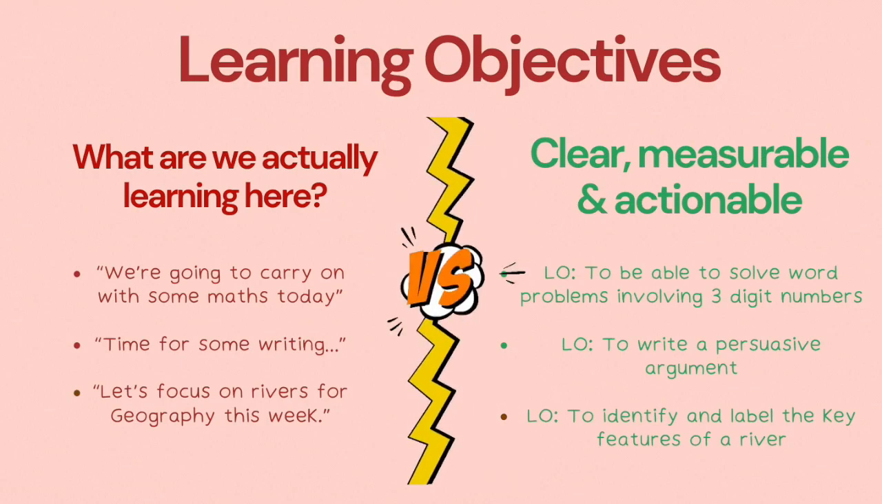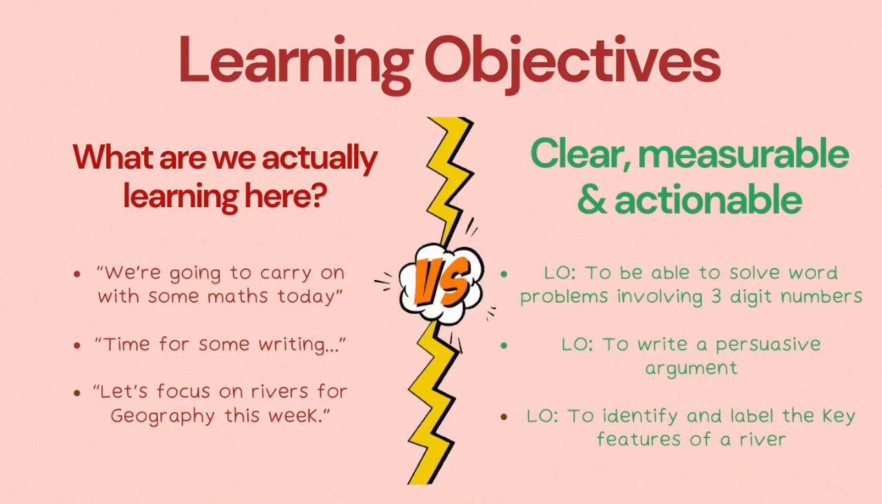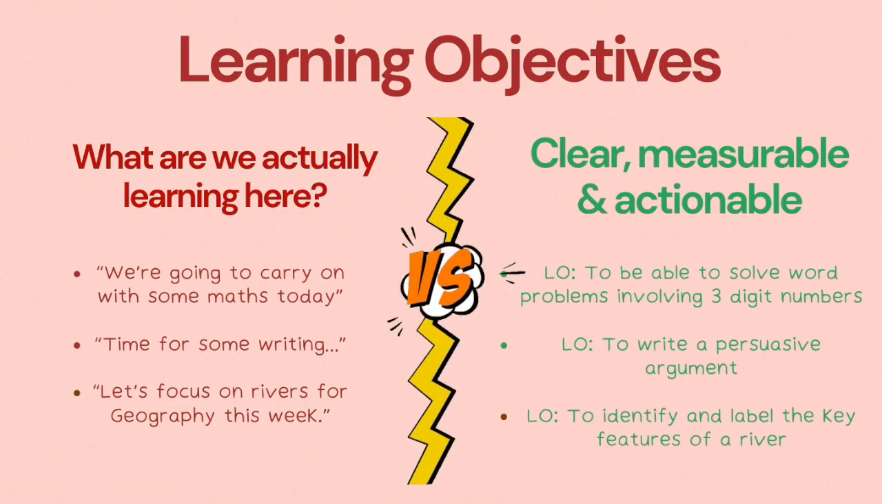Contrast these with examples of learning objectives which are specific, clearly actionable, and measurable. To be able to solve word problems involving 3-digit numbers, to write a persuasive argument, to identify and label the key features of a river.